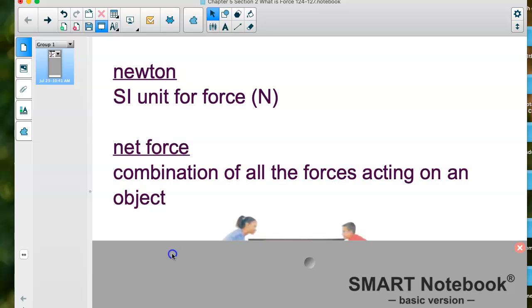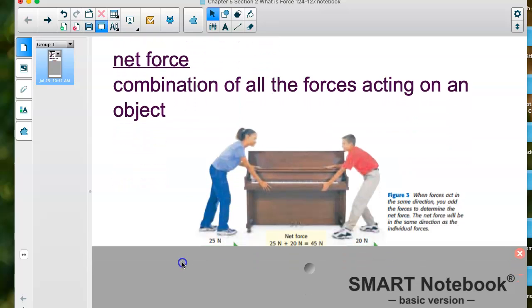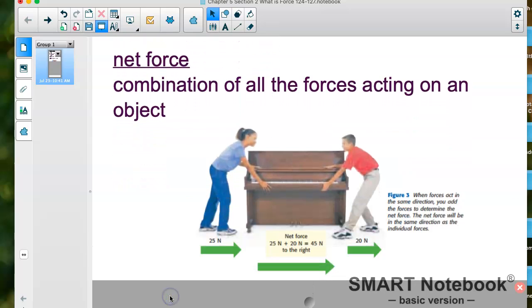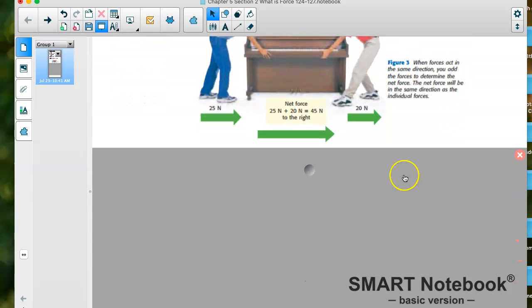Now we also have what's called the net force. So we combine all of the forces that act on an object. If these two people are trying to move this piano, they are using different forces. The girl on the left here is using 25 newtons and the boy on the right is using 20. If we add them together, they have a net force of 45 newtons to the right. If they act in the same direction, of course, which they are right now, then we add them together.